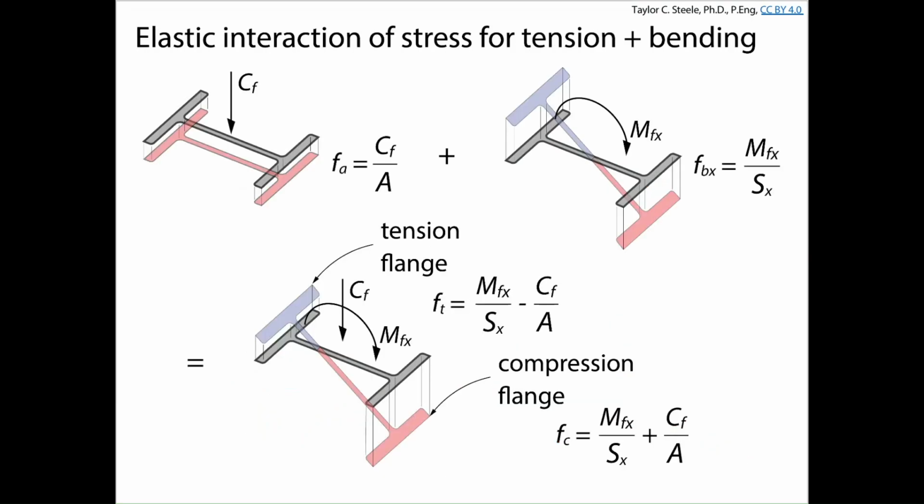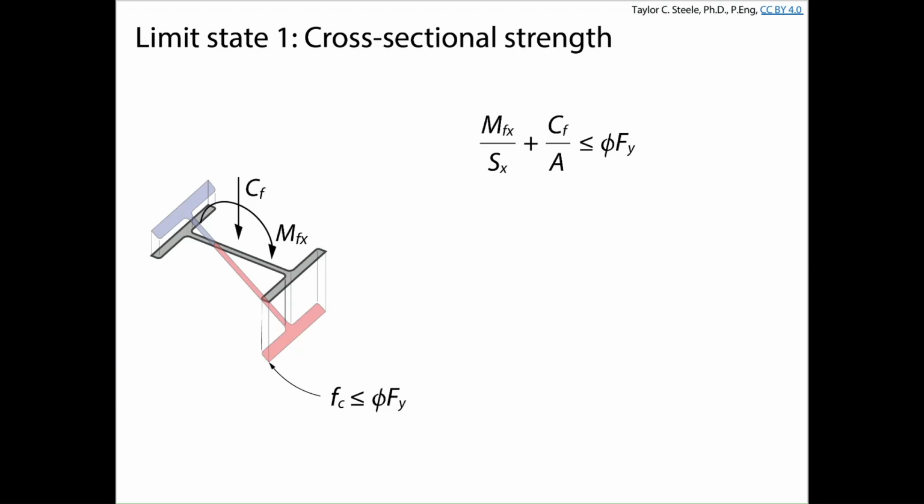Okay, so going through the same motions as combined tension and bending, we've got an axial force of compression, which is Cf over A. We've got a compressive stress and a tensile stress from bending, which is Mf over Sx. And if we look at the combined effects down here, the compression flange has a stress of Mfx over Sx plus Cf over A. Very similar exercise to what we did Monday.